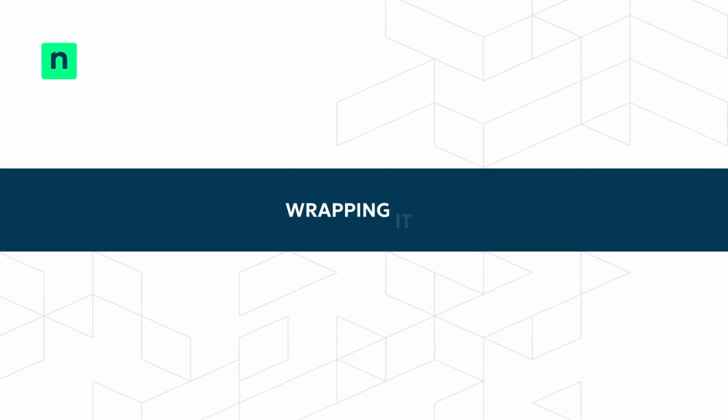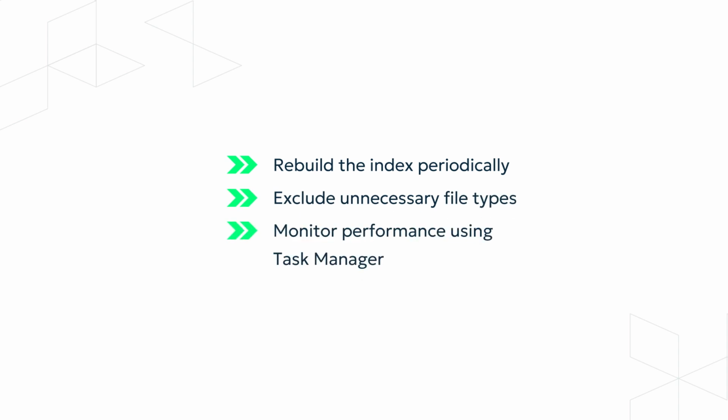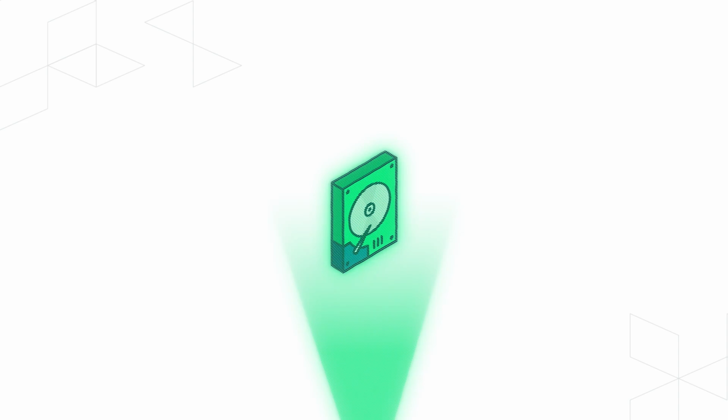Wrapping it up. Want to go further? Rebuild the index periodically, exclude unnecessary file types, and monitor performance using Task Manager. If using an HDD, consider defragmenting the drive to improve read/write speeds. These steps help keep indexing fast and efficient.